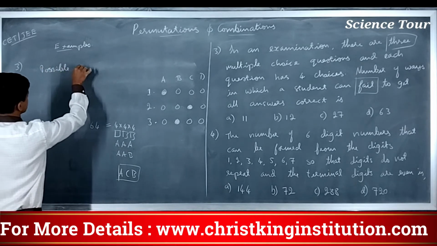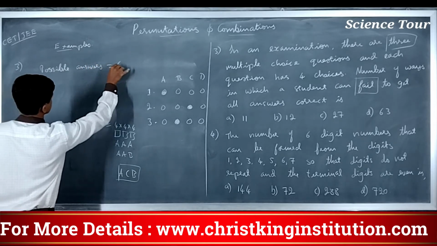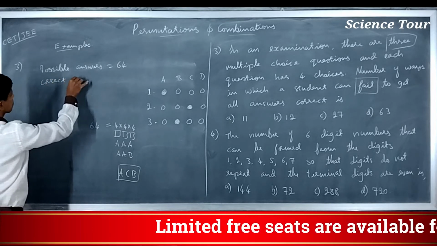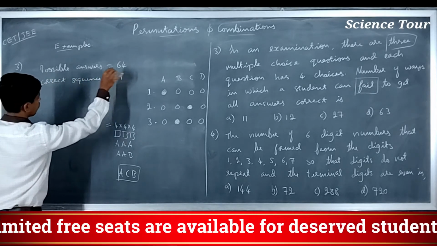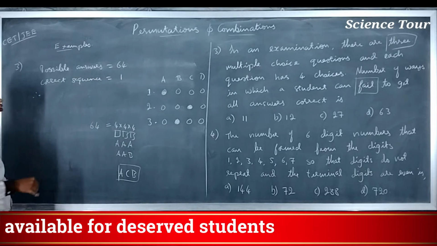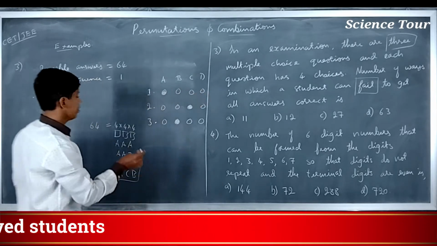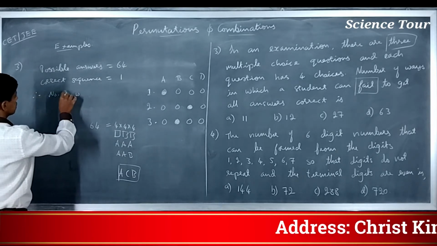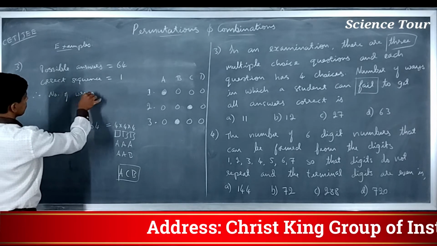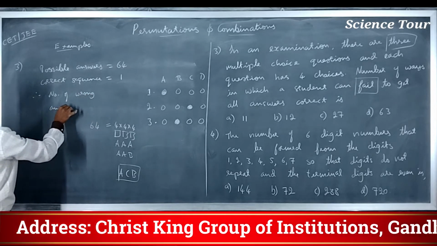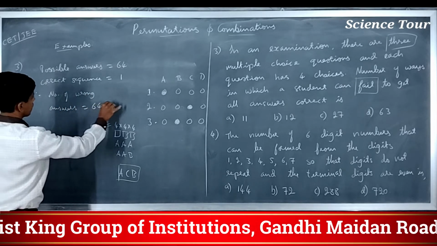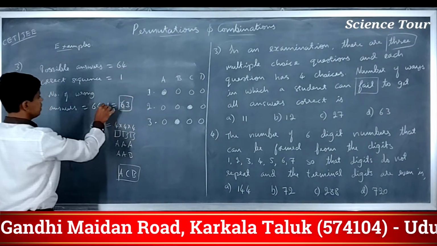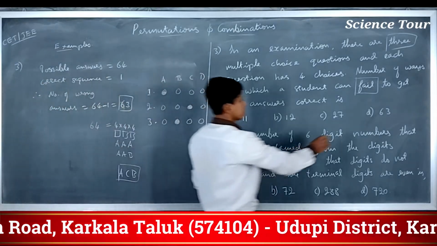So possible answers are 64. Out of that, correct sequence is 1. Therefore, how many ways he can fail? Number of ways, or number of wrong answers or incorrect answers, is 64 minus 1, which is 63. So 63 is the right answer, and that's in option D.